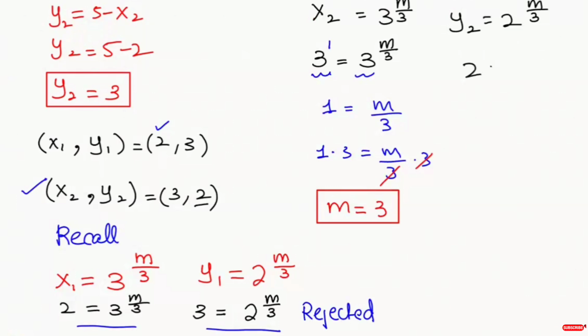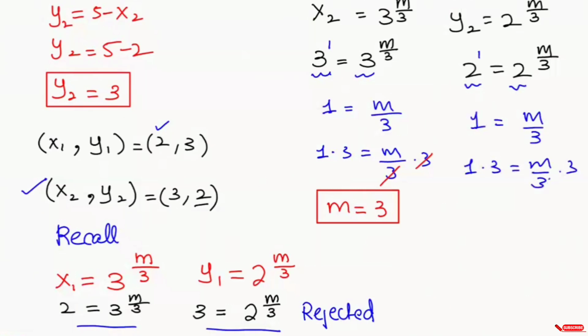Now the y2 value we have is 2. We write 2 is equal to 2 to the power of m over 3. So here we have the same bases on both sides, so we can equate the powers. 1 is equal to m over 3. Now this 3 again is multiplying both sides. So I'm going to write 1 times 3 is equal to m over 3 times 3. This and this are going to cancel out. So here we get the next m value, that is also 3.